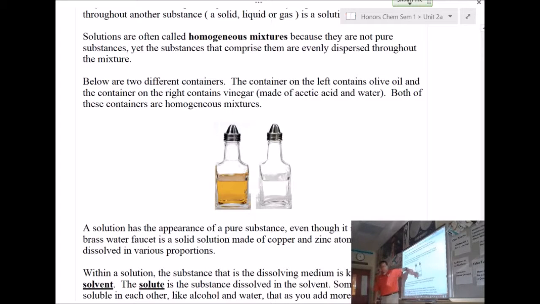But what if I put those two together, make salad dressing? Does that make a nice little solution? It tastes wonderful, yeah.